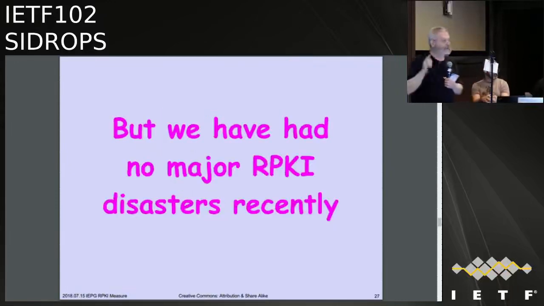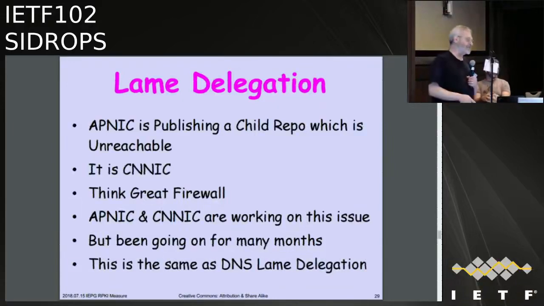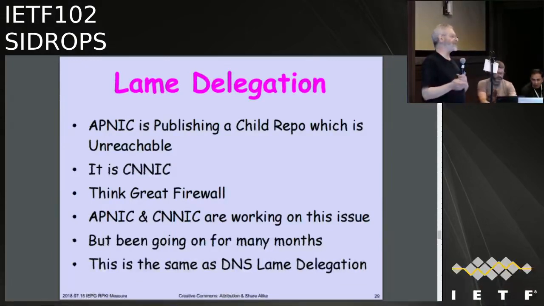But we've had no major RPKI disasters recently. Okay? So let's make some. Blame delegation. APNIC has the problem of having a child repository that's CNNIC, that's behind the firewall. APNIC and CNNIC have been working on this for a long time. But it's the same as a DNS blame delegation, right? How do we support that?